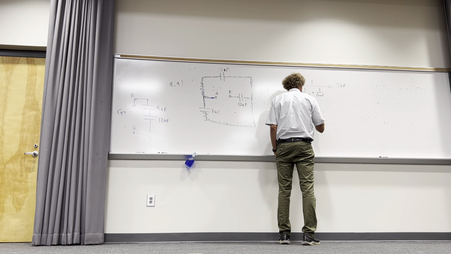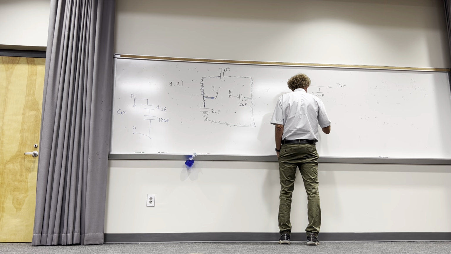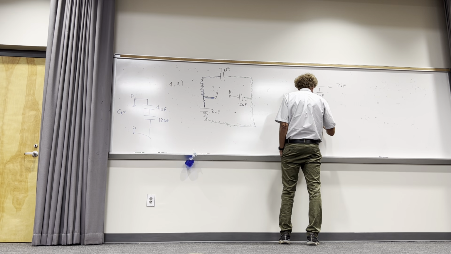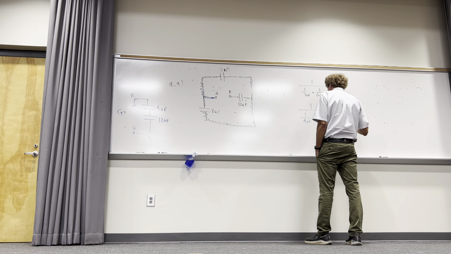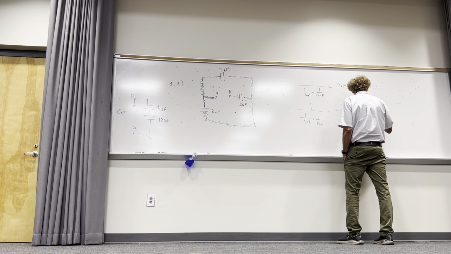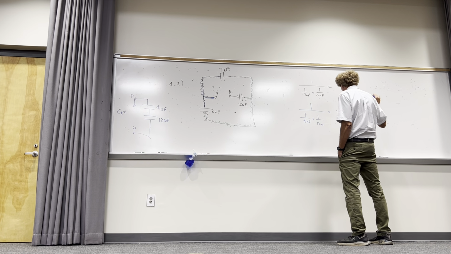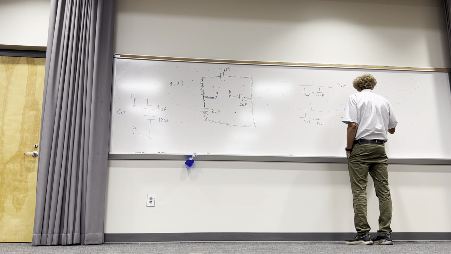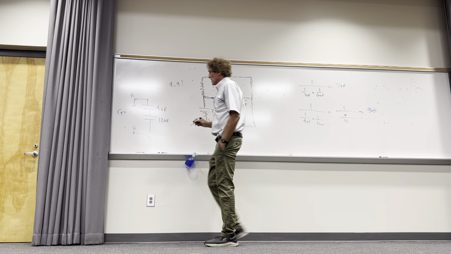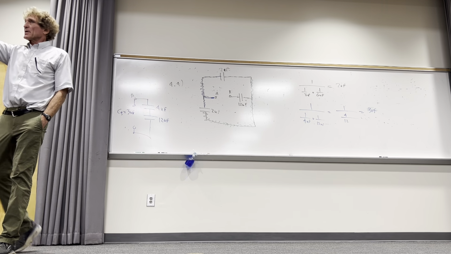1 over, right? 1 over 4 plus 1 over 12. What is that? 1 over 4 over 12, or... can't be right. What did I do wrong? Oh, 3. 3 microfarads, right? So the equivalent here is 3 microfarads. How many see this? I'm just doing a simple example to show you.